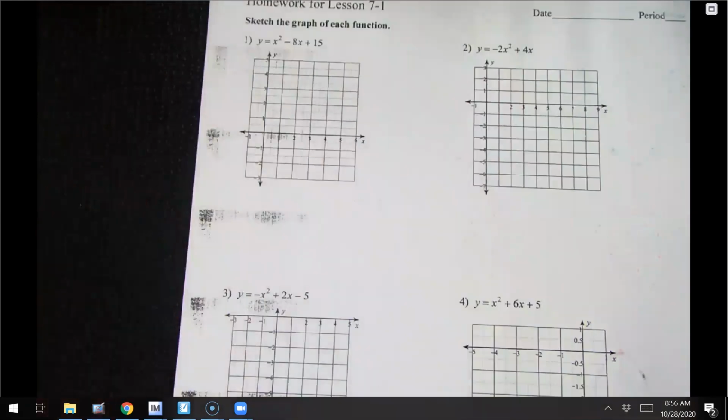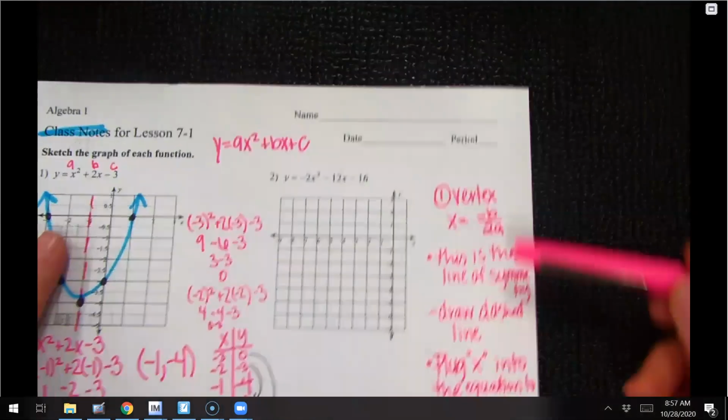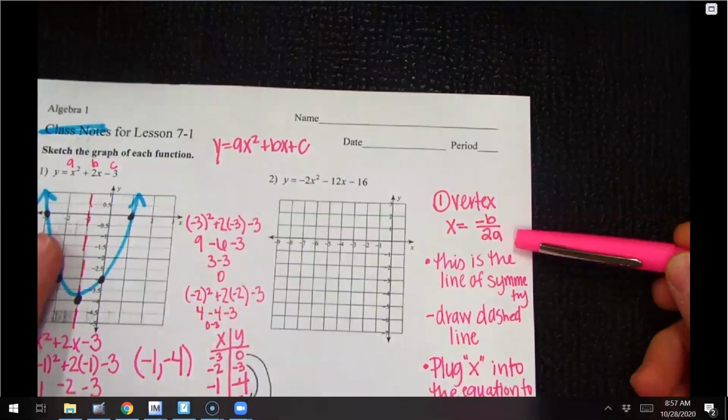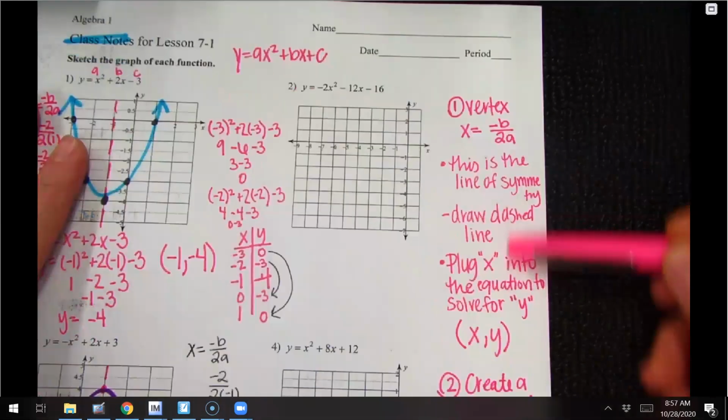All right. So remember when we do this, the first step that you'll want to start with is finding the vertex. Remember, you have these notes. Okay, Ashton, it's on a video. You can go and get those notes off of the video.